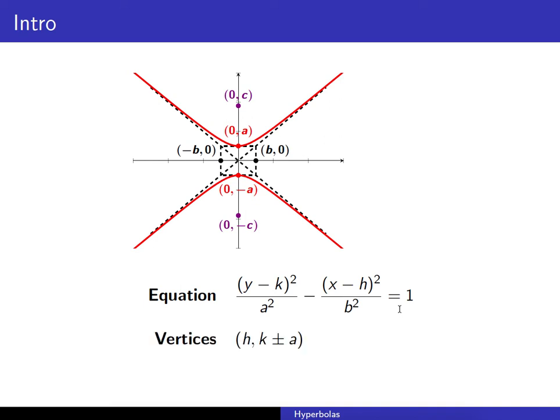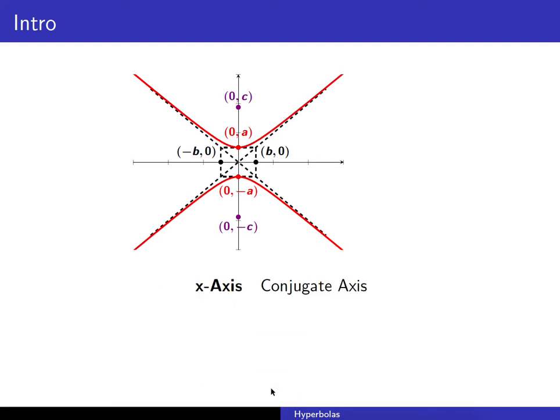This time we're going to add and subtract the value of a to the y-coordinate of our center to get our vertices. And same thing with the value of c. If it's going up and down, above and below the center, we're going to add and subtract that value of c from the y-coordinate. Your x-axis is the conjugate axis. Your y-axis is the transverse axis. So again, the transverse axis is the hyperbola's version of the major axis. The conjugate axis is the hyperbola's version of the minor axis from ellipses.